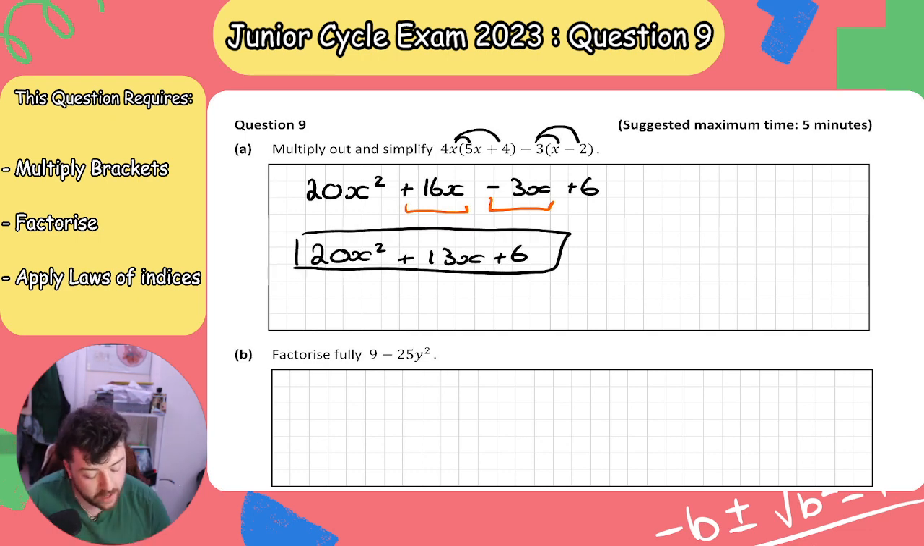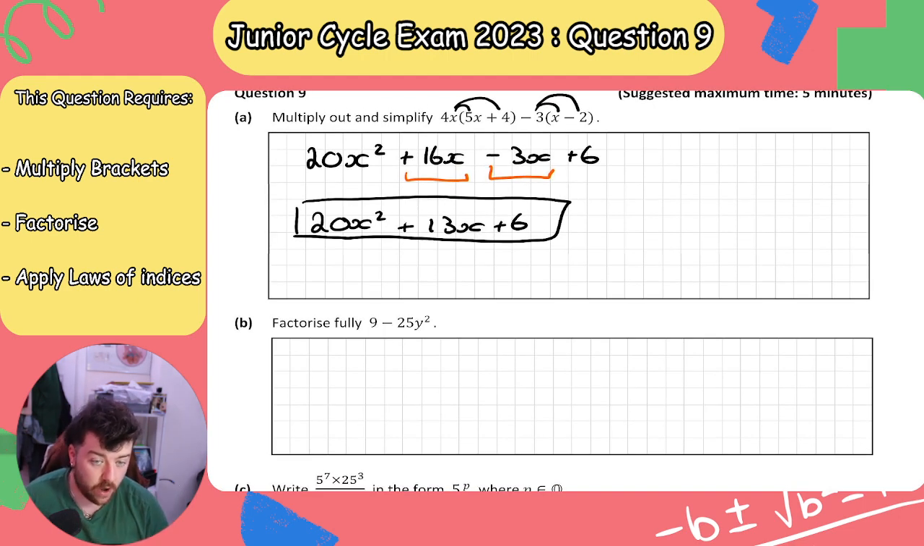Part 2 is difference of two squares. So I know it's difference of two squares because I have two terms and a negative symbol, so automatically alarm bells are going off for difference of two squares. And I can write both of these as a number squared. So 9 is equal to 3 squared, minus 25y squared is 5y, all to be squared.